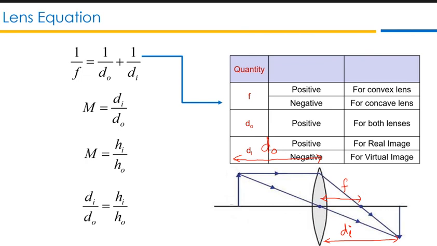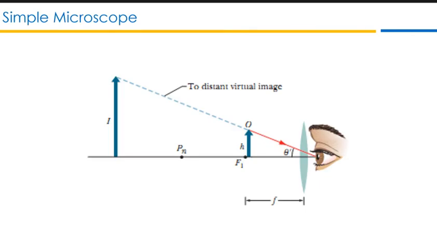Two applications for convex lenses: we see a smaller object as a larger object, as I described, and this is called a simple microscope. A single convex lens can be used as a simple microscope when we put the object inside the focus. If the object is not inside the focus, then we cannot get a virtual image inside the lens. So this is basically a magnifying glass.